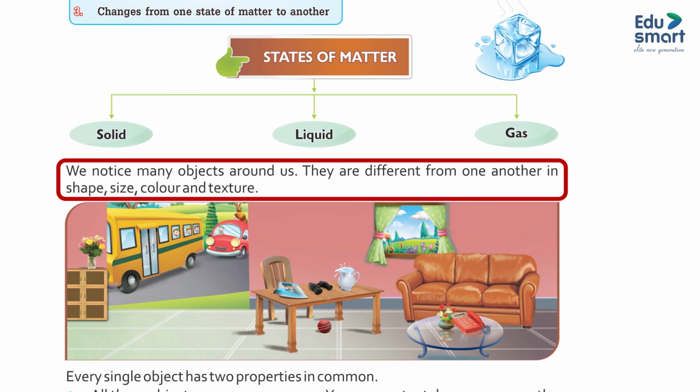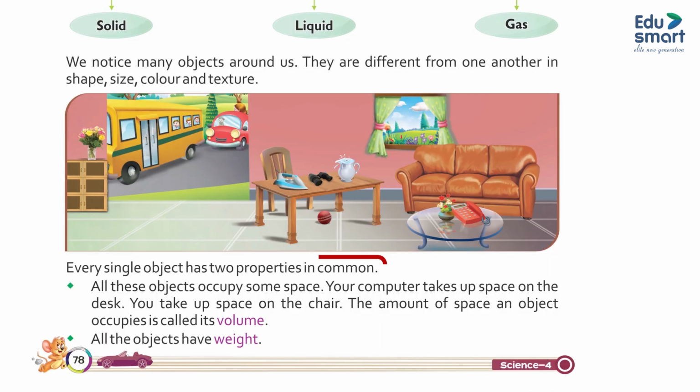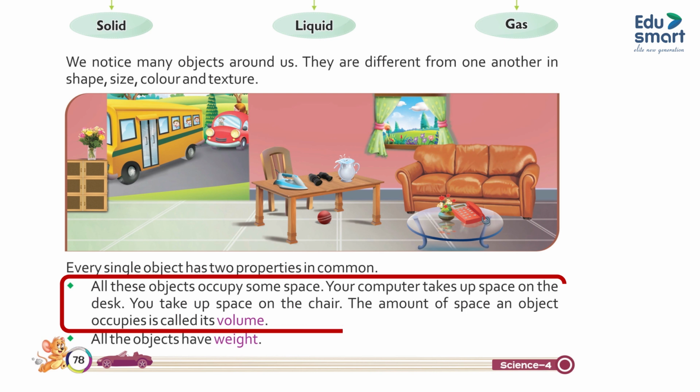We notice many objects around us. They are different from one another in shape, size, color, and texture. Every single object has two properties in common. All these objects occupy some space. Your computer takes up space on the desk. You take up space on the chair. The amount of space an object occupies is called its volume.